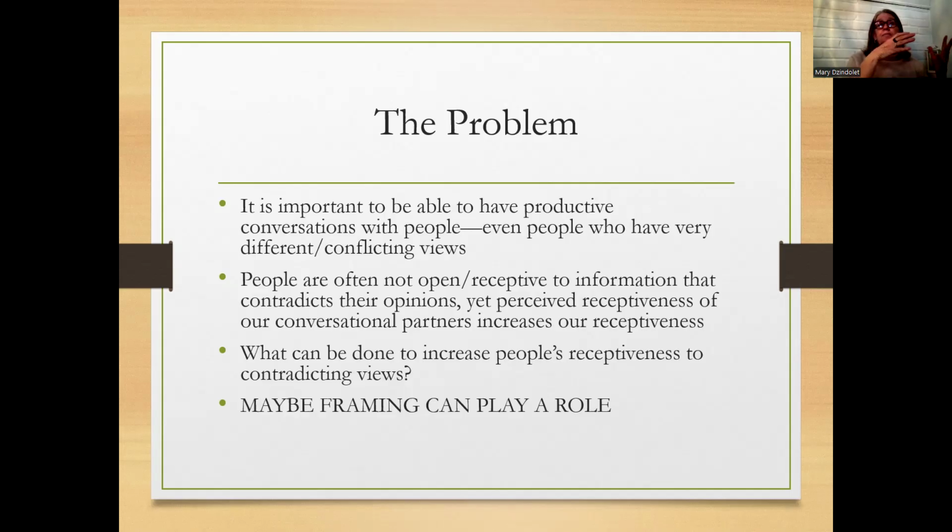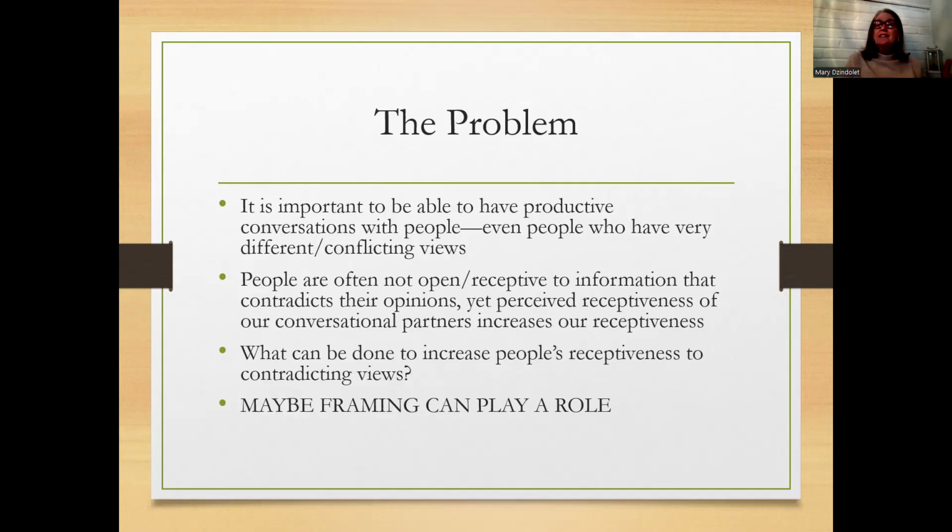And so, in order to have these productive conversations, we need to feel that the people we're communicating with are open and receptive to the information that we have, even information that's different from theirs, right? Now, one of the things that the authors had found in prior studies is that people tend to be more receptive if they believe the person they're talking to is more receptive to these different ideas.